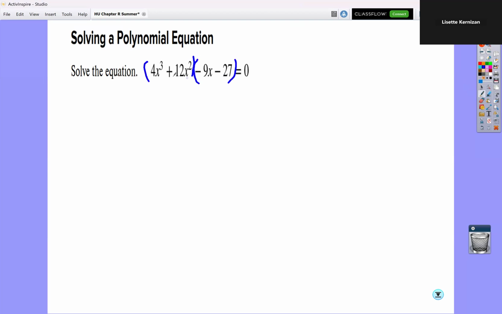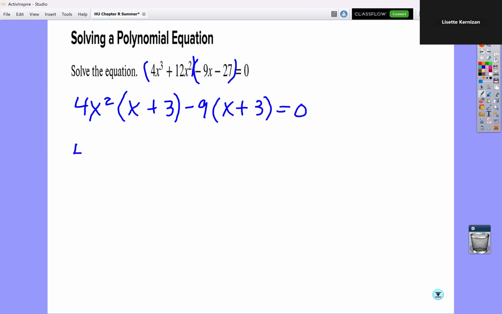And then I'm going to factor here. I can factor out a 4x squared. So remember, you're taking out the smallest x. That leaves me with x plus 3. And then here I'm factoring out a negative 9, and that also leaves me with x plus 3. So my factors are 4x squared minus 9, and we're setting that equal to 0, and x plus 3, and we're setting that equal to 0.